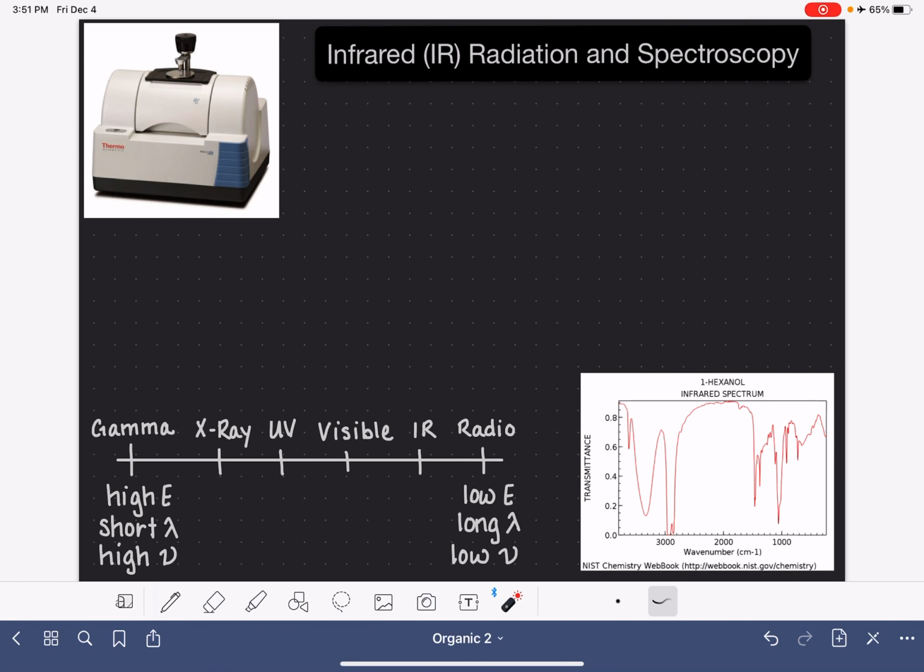This video is an introduction to infrared or IR spectroscopy. Let's begin with a refresher of infrared radiation. In general chemistry, you learned about the electromagnetic radiation spectrum.